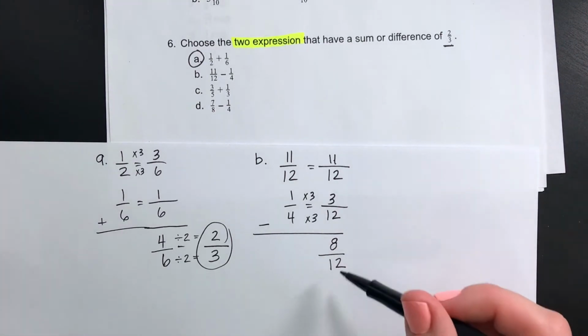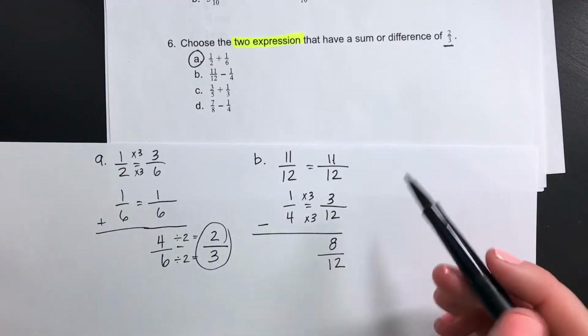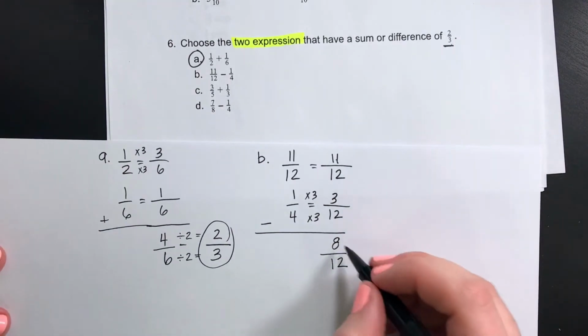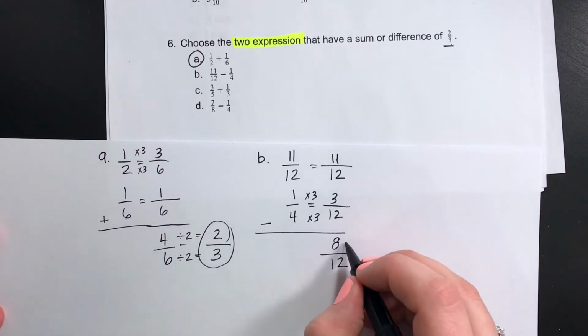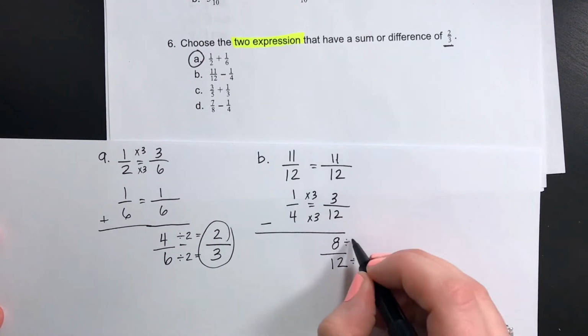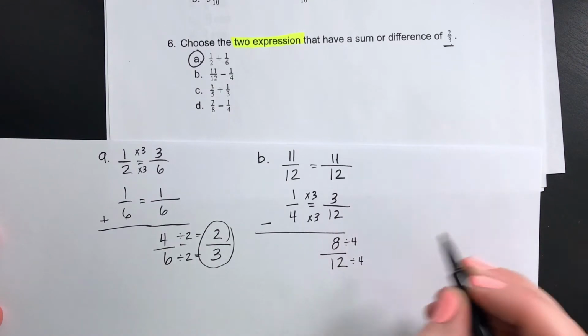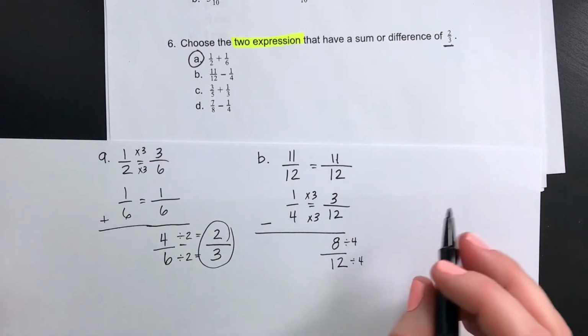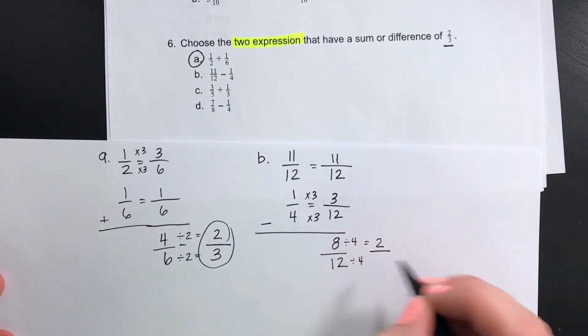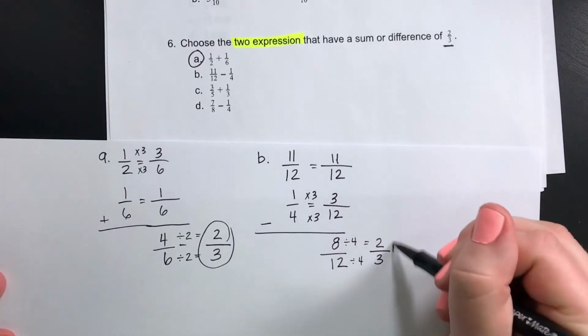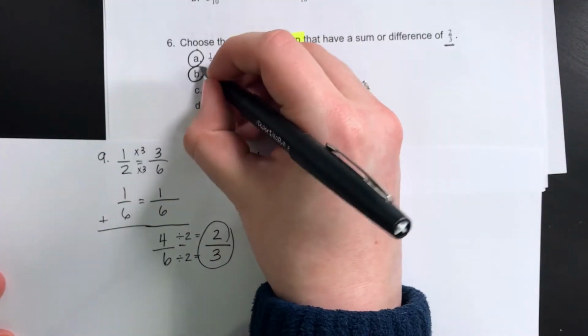Now again, off the bat, it doesn't look like 2/3, but we can simplify this fraction. So I'm going to simplify by dividing both sides by 4, because I know 4 can fit into both of those numbers. 8 divided by 4 is 2. 12 divided by 4 is 3, which gives me 2/3. So B also works.